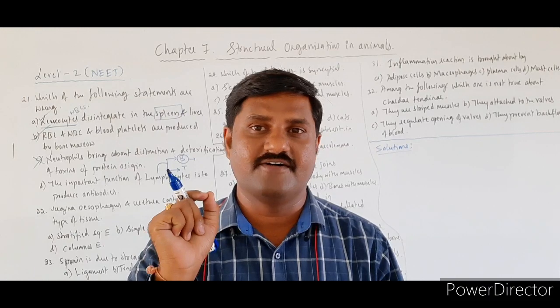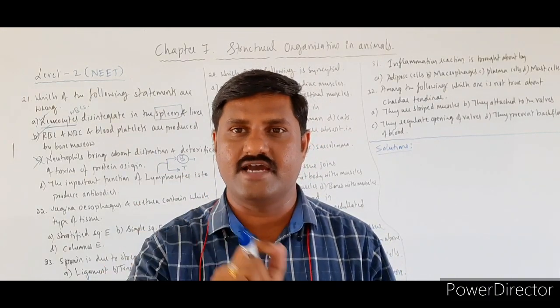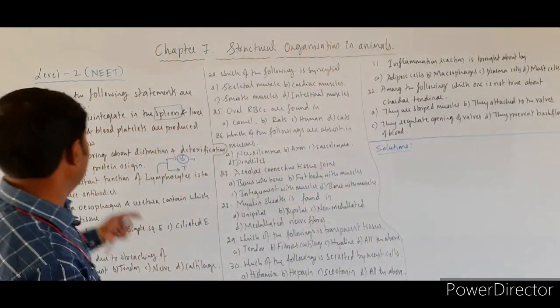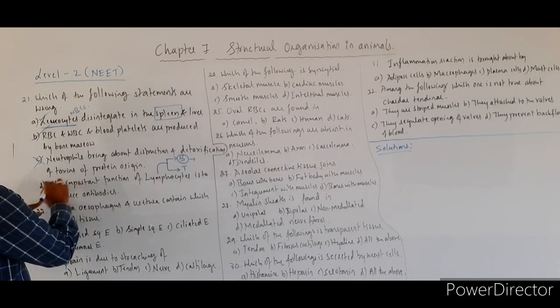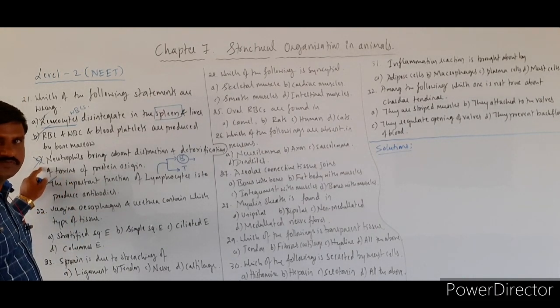And such kind of lymphocytes are called thymus lymphocytes. They are T lymphocytes. That's why there are two types of lymphocytes. So here this statement is also right. That's why the correct answer for this one is option C.